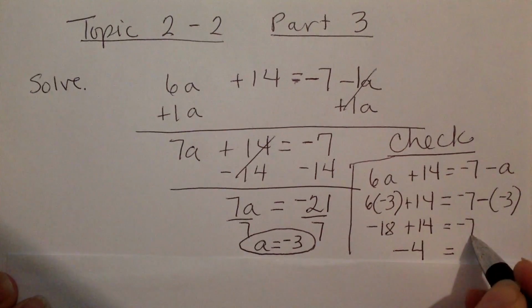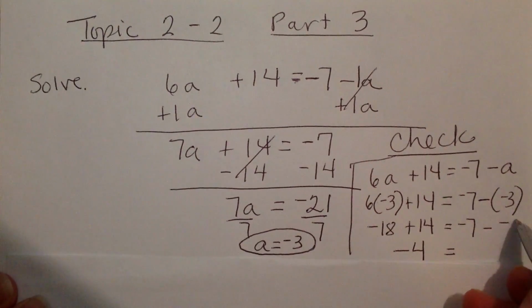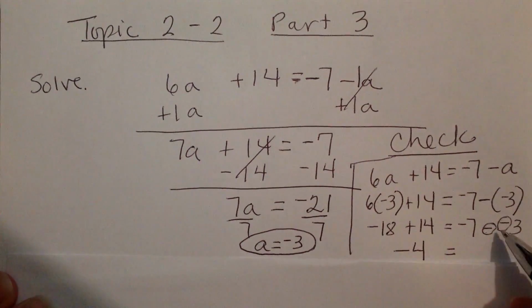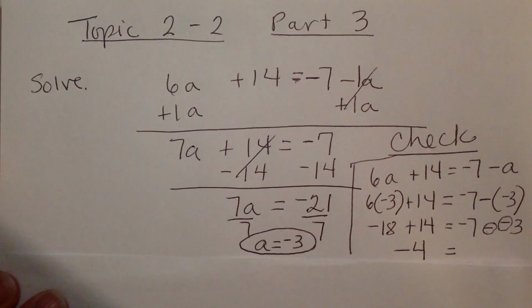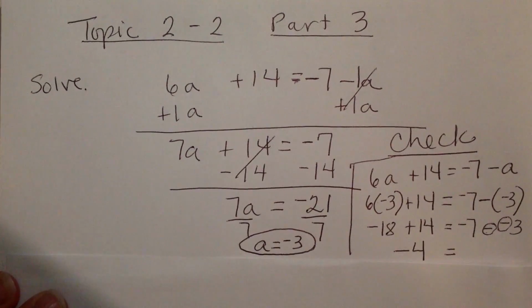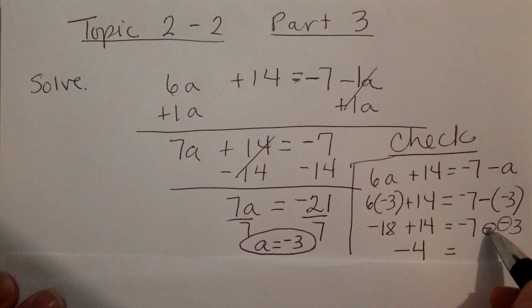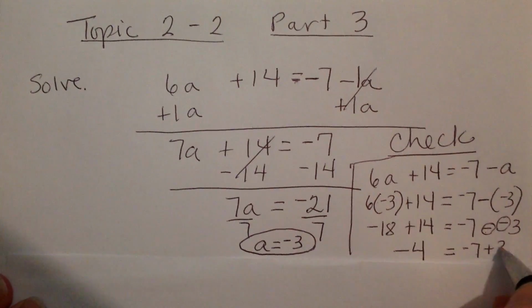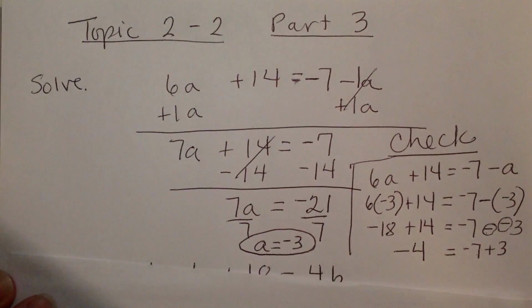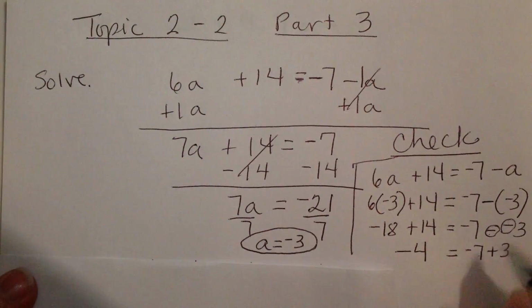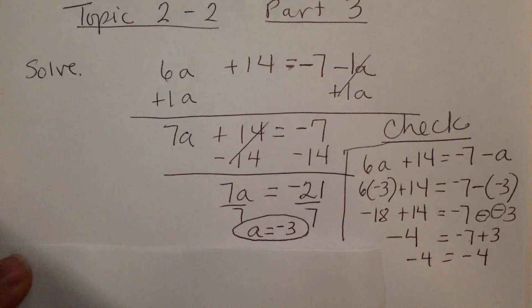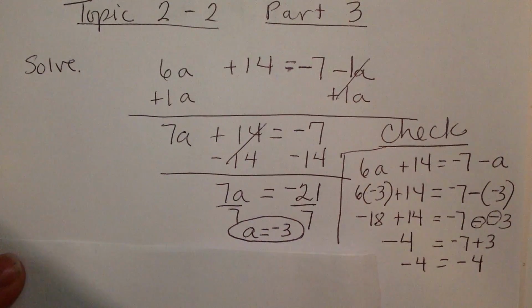I have negative 7 minus negative 3. When you're subtracting, we change two signs. You add the opposite. So change subtraction to addition and take the opposite of negative 3. Therefore, this is negative 7 plus 3, which is also negative 4. So yes, I do get the left side equaling the right side. Therefore, my answer is correct.